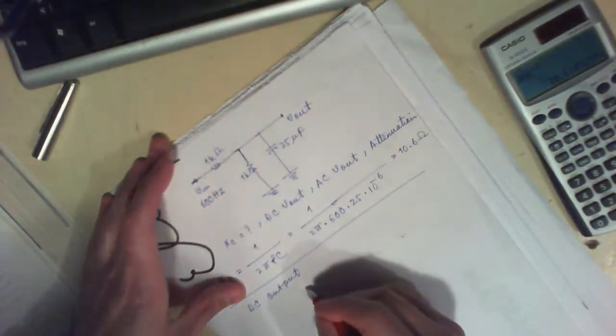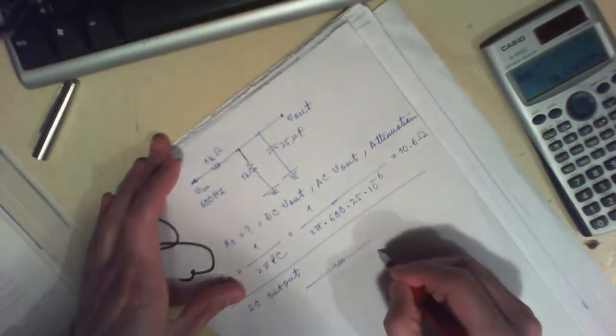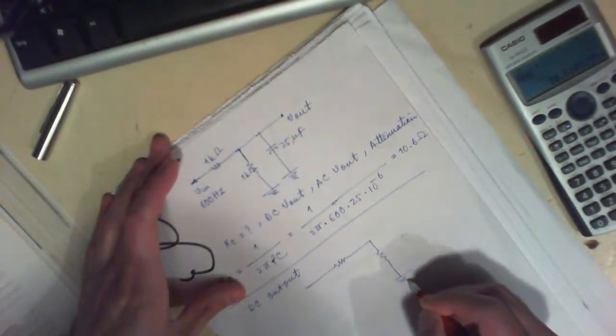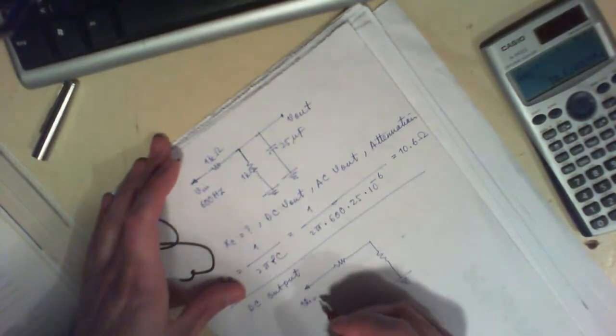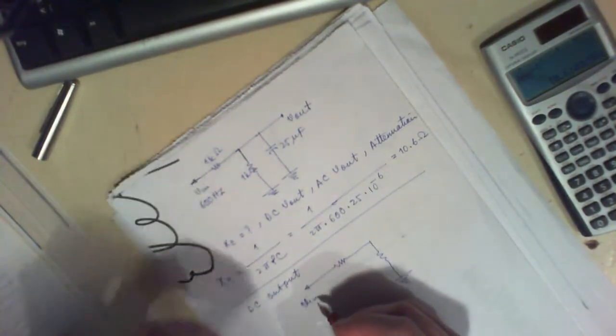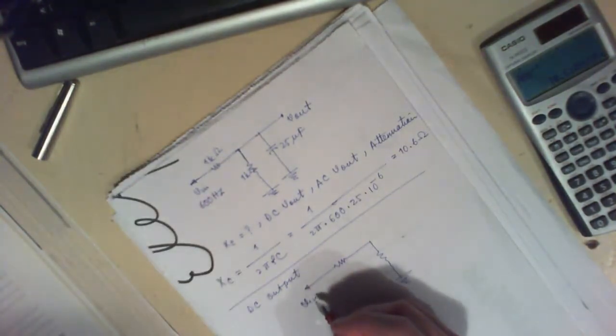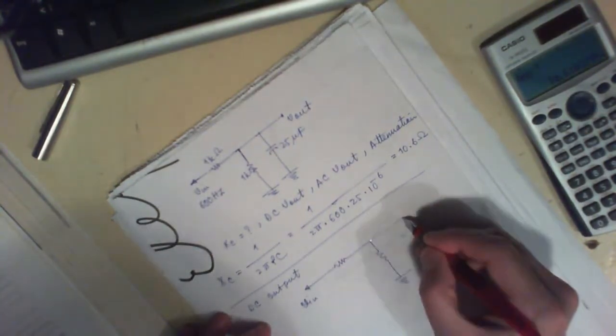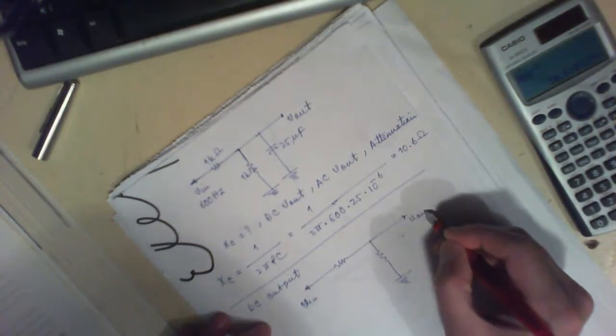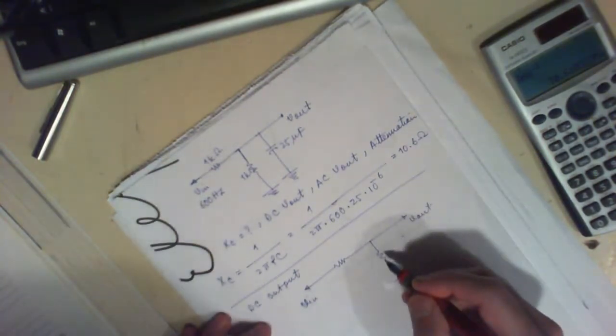So then you would have a circuit like this, and this would be your V of in, and this would be your V of out.